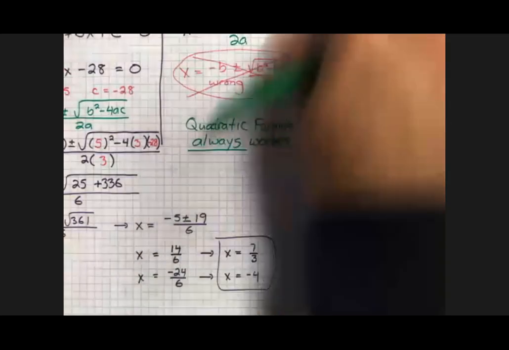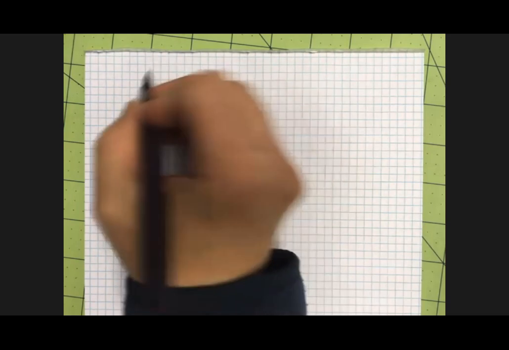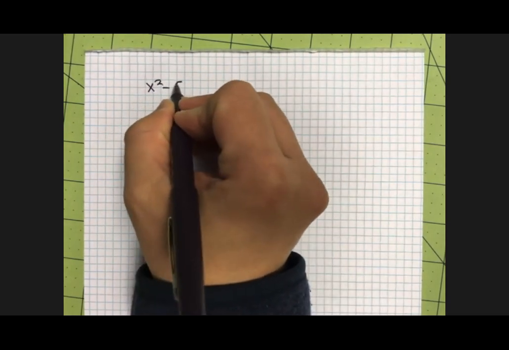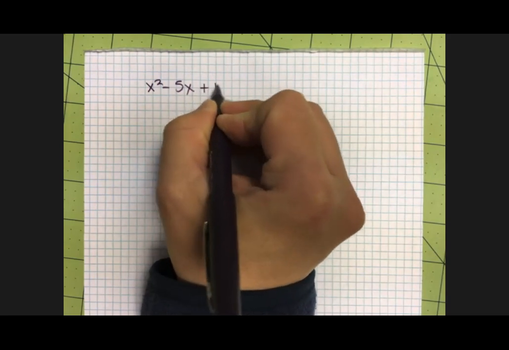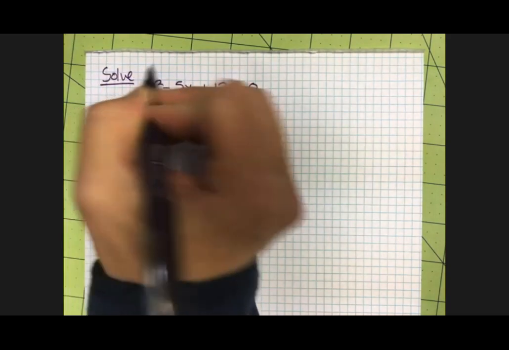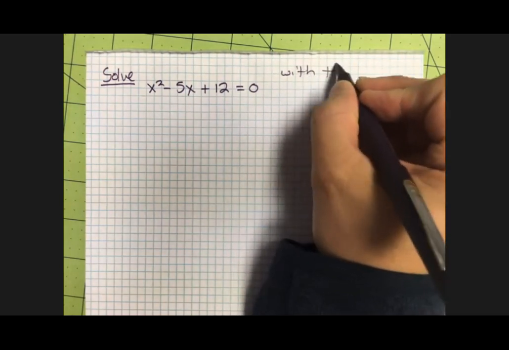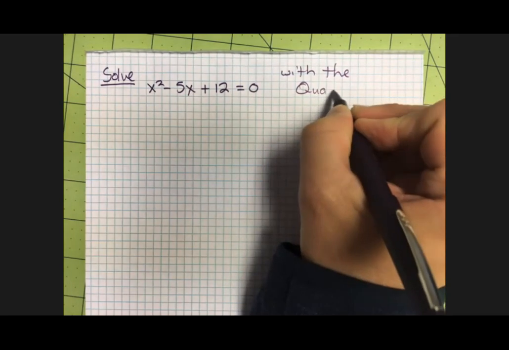Okay, let me try another problem. Let's see if I can get something messier. See if I can get something with complex numbers in it. Show you the quadratic formula works even if you have complex numbers. So let's talk about x squared minus 5x plus 12 equals 0. Let's solve this with the quadratic formula.